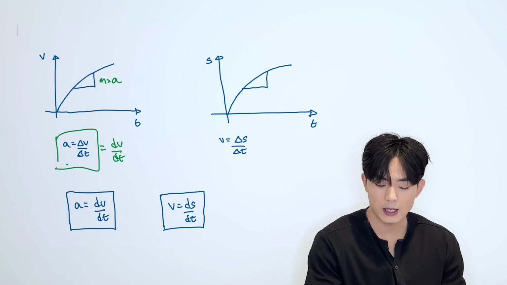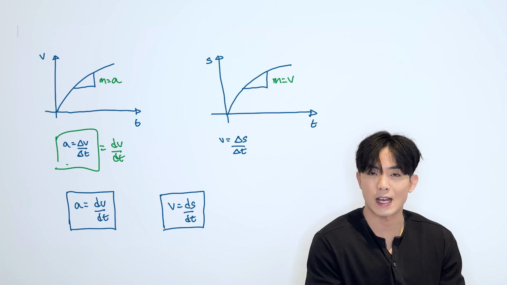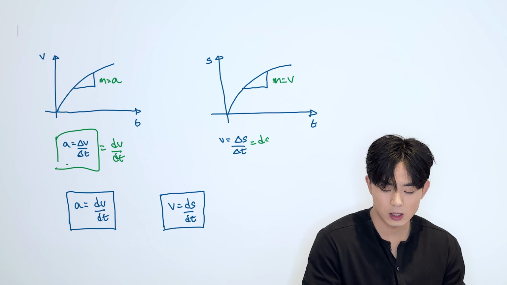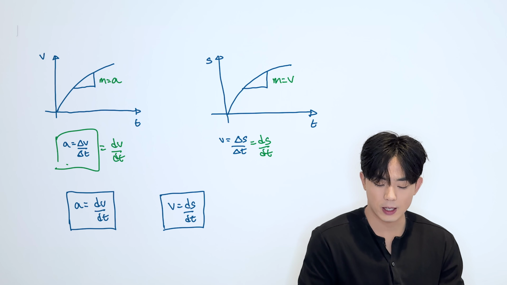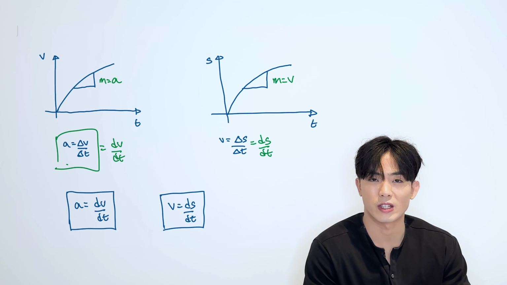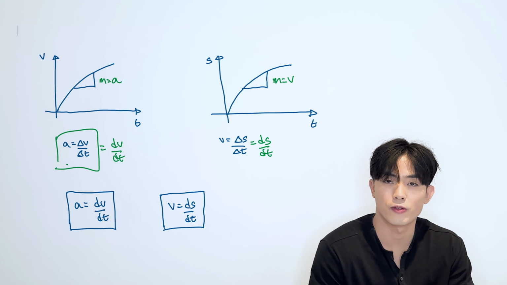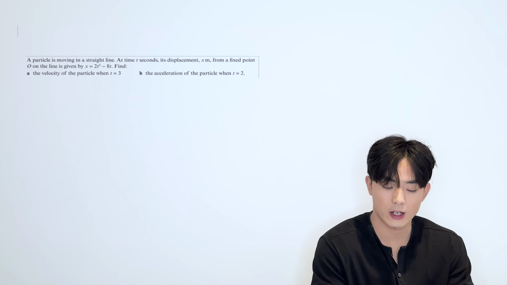Using the same method for the displacement-time graph, the gradient is the velocity, which is a change in s over a change in t, which means I can say it's ds over dt, a small change in s over a small change in t. That's why the velocity is the derivative of the displacement. So we've now learned two ways of determining the acceleration and the velocity from a velocity-time graph or a displacement-time graph. Using this, let's try and answer this question.